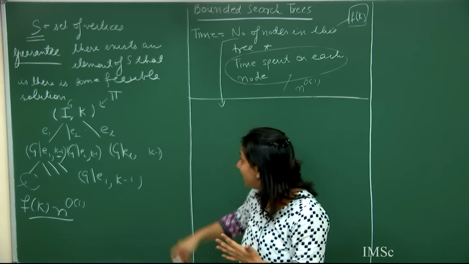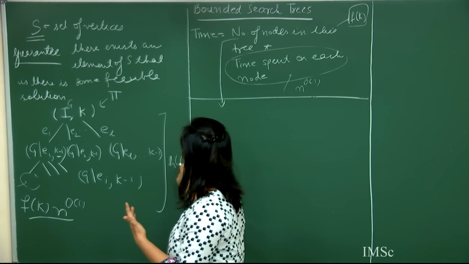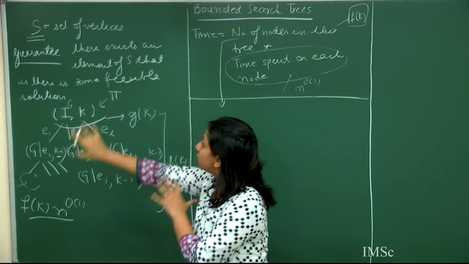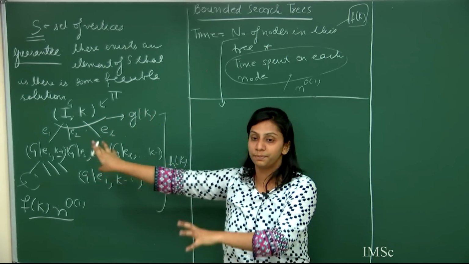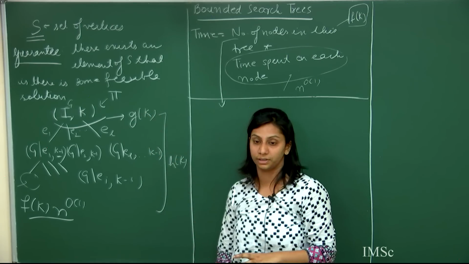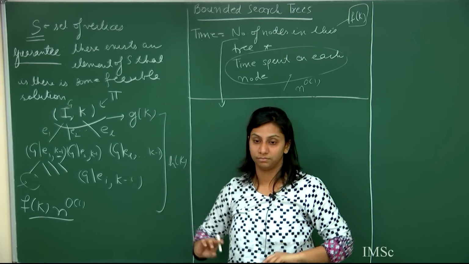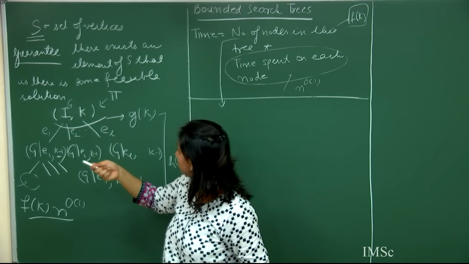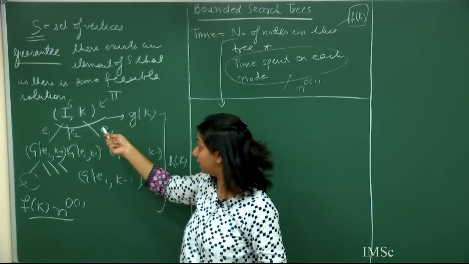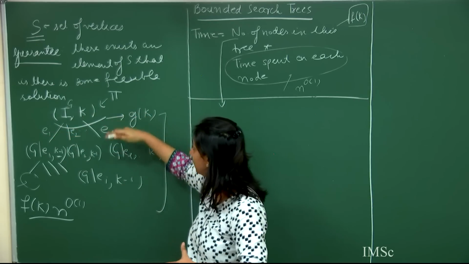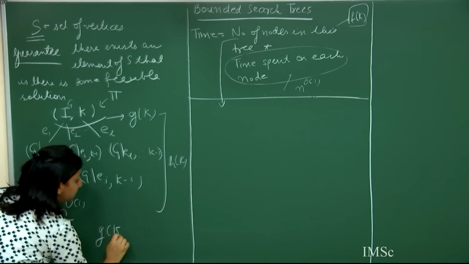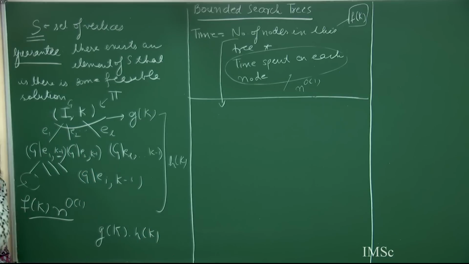Suppose the height is some h of k, and the number of children for each node is some g of k. Every node branches into g of k children, and the height is h of k. Then the total number of nodes in the branching tree cannot be more than g of k into h of k. And I'll call that f of k.